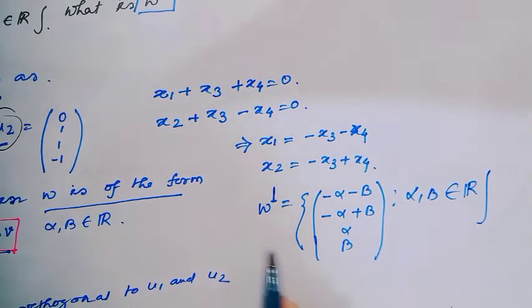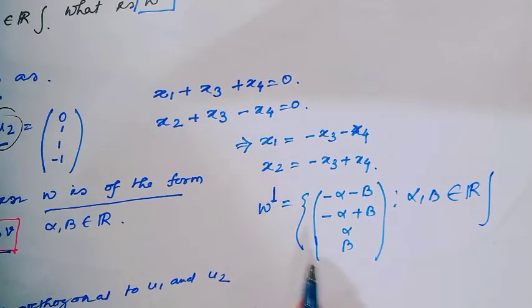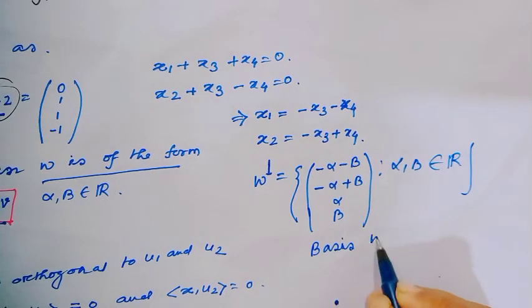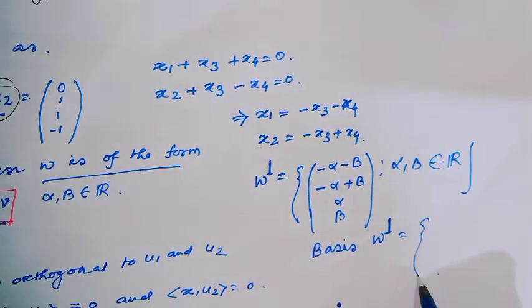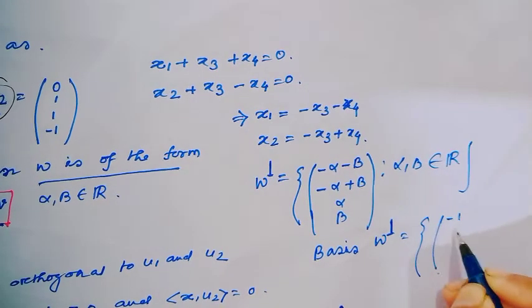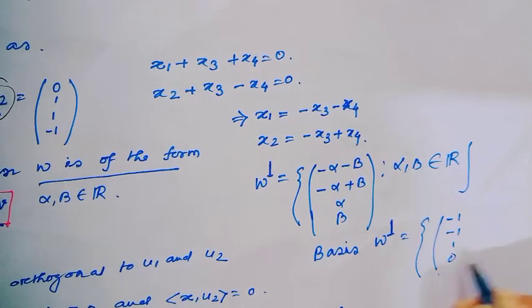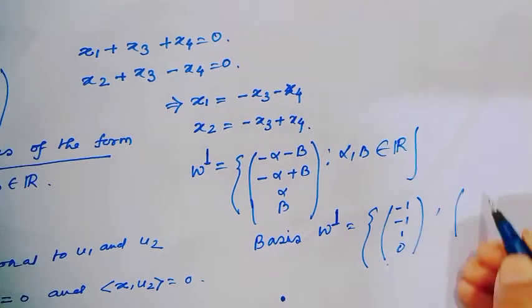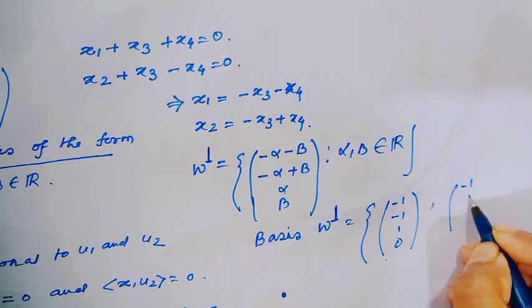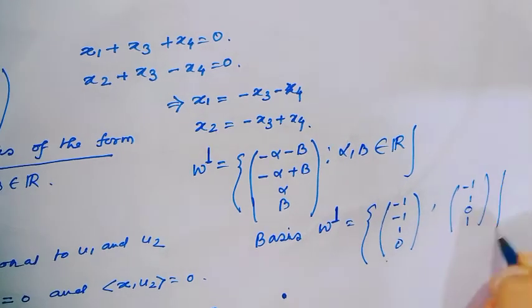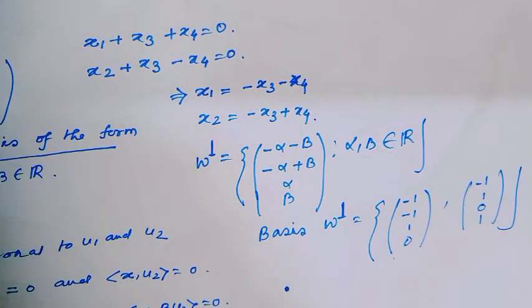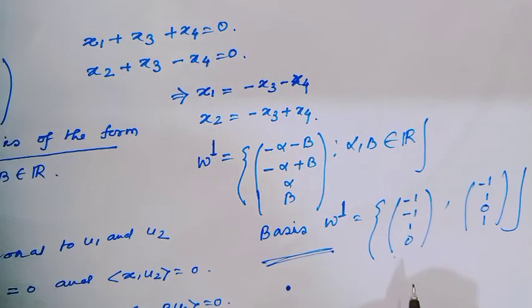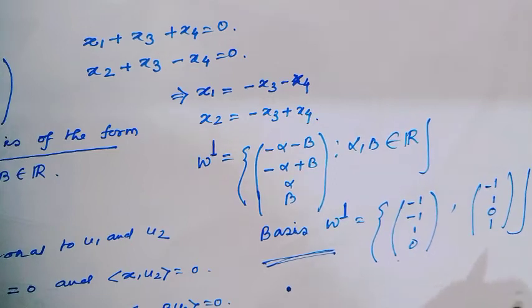Are you getting the vector of W perp? Well, that means the basis vectors of W perp would be (-1, -1, 1, 0) and (-1, 1, 0, 1). Okay? Have you understood how we have to find the basis vectors of W perp?